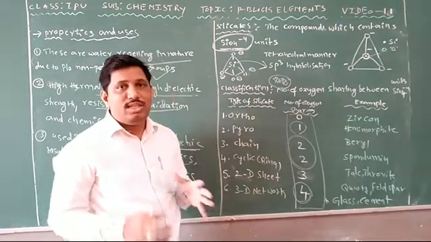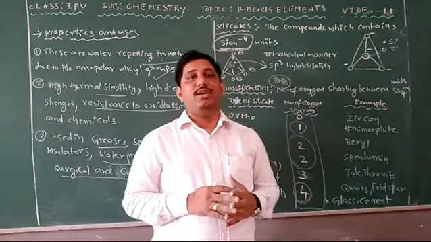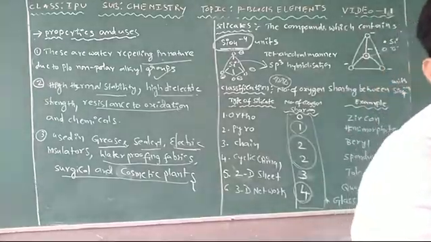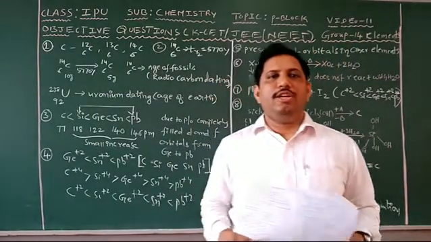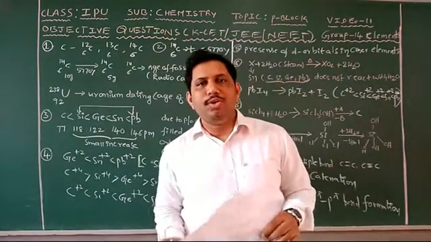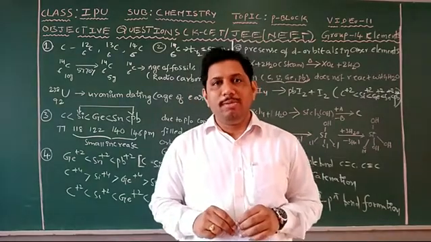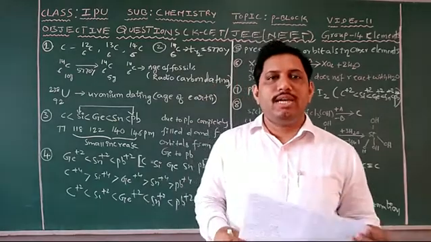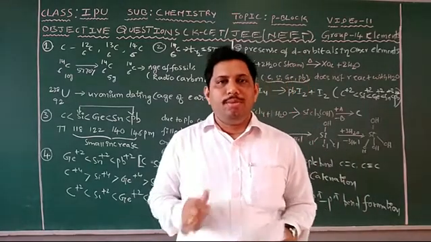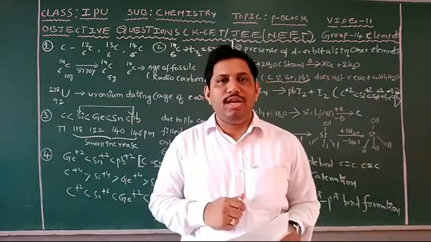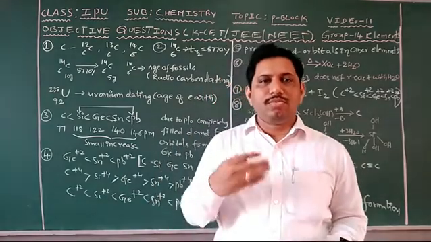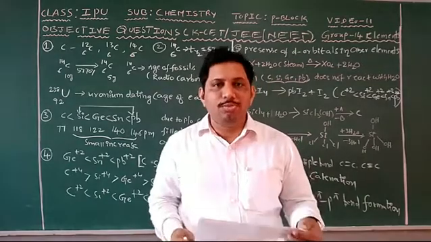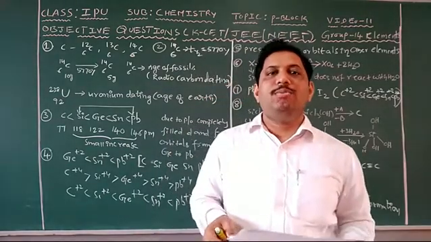Okay, students, with this the chapter is completed. That is group 14 elements. Next, continuation, students: group 14 elements. The theory part is completed. Now we are discussing objective questions based on the KSET, JEE and NEET model. We are discussing them one by one, students.